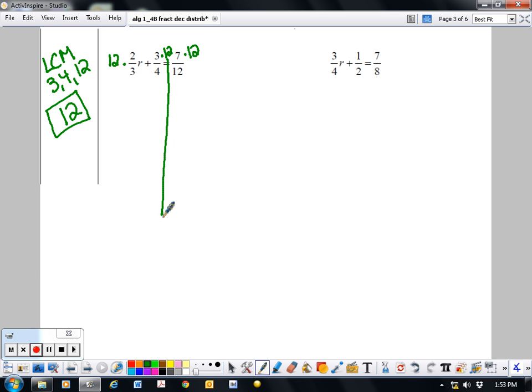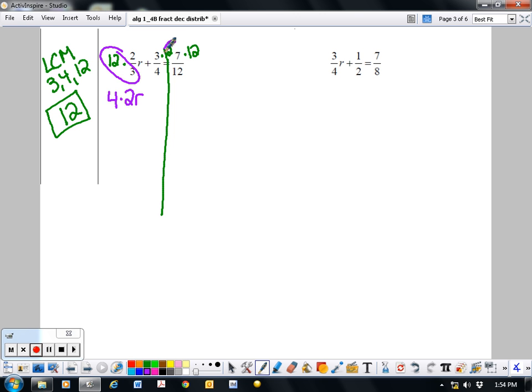And now on this time, I'm going to go ahead and show you the shortcut. So last time we times the top and then divided. We're going to work opposite. I'm going to divide first. So I'm going to go ahead and take this 12 divided by 3, and that's going to give me 4. But I still have this 2 on the top, so then I'm going to do the times.